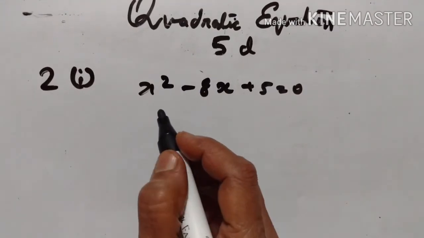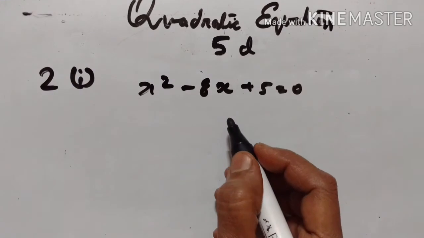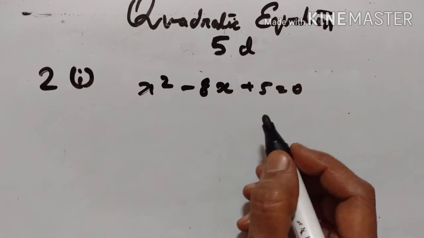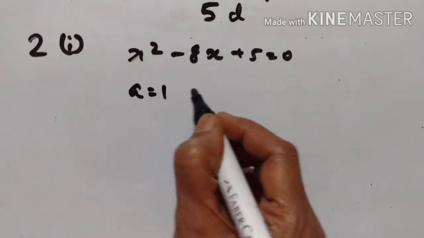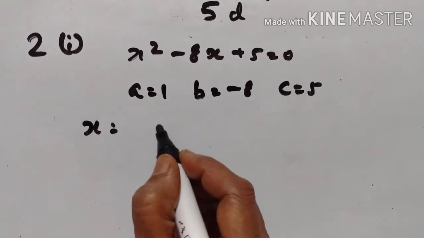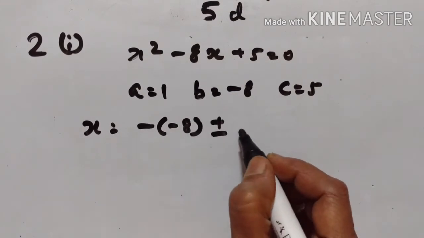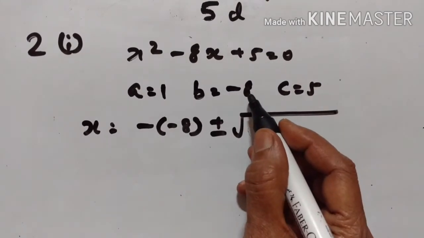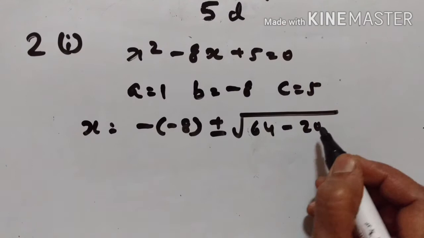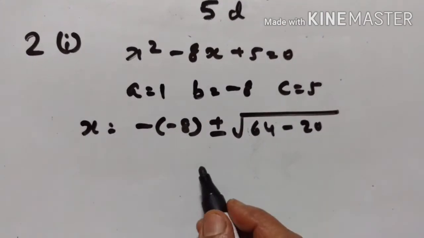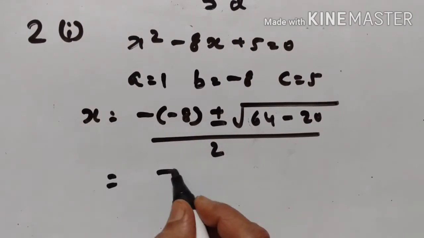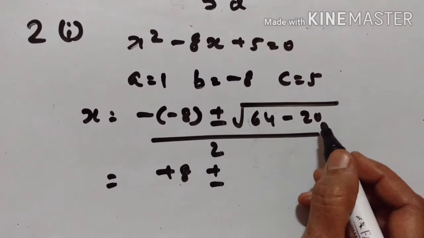Second main, first problem. We have to solve this equation for x and give the answer correct to one decimal place. a is equal to 1, b is equal to minus 8, c is equal to 5. x is equal to minus b, minus of minus 8, plus or minus square root of b squared, minus 8 into minus 8, 64, minus 4ac, 20, 4 into 1 into 5, upon 2a, plus 8, plus or minus 64 minus 20 is equal to what?